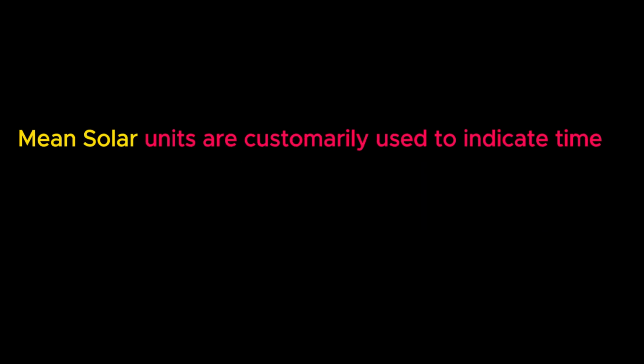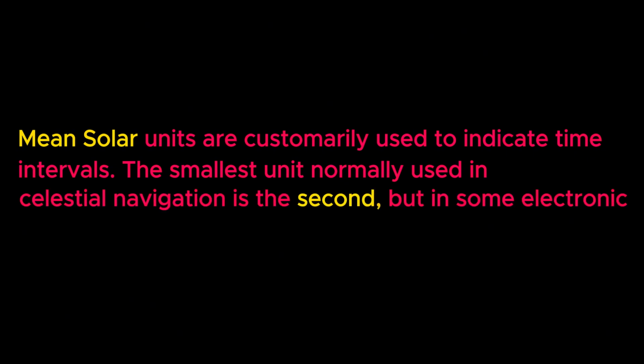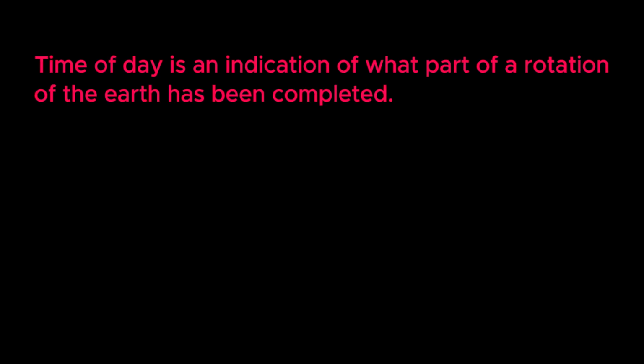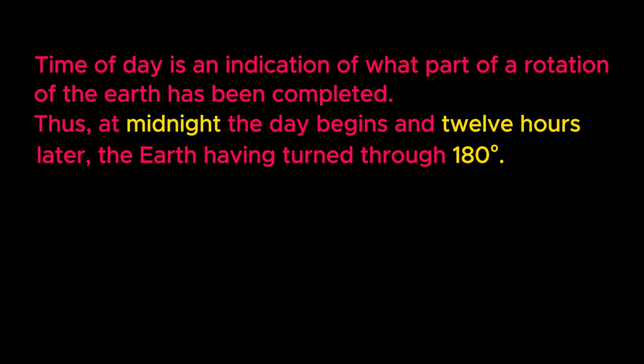Mean solar units are customarily used to indicate time intervals. The smallest unit normally used in celestial navigation is the second, but in some electronic equipment, the millisecond, microsecond, and the nanosecond are used. Time of day is an indication of what part of a rotation of the Earth has been completed. Thus, at midnight, the day begins, and 12 hours later, the Earth has turned through 180 degrees.